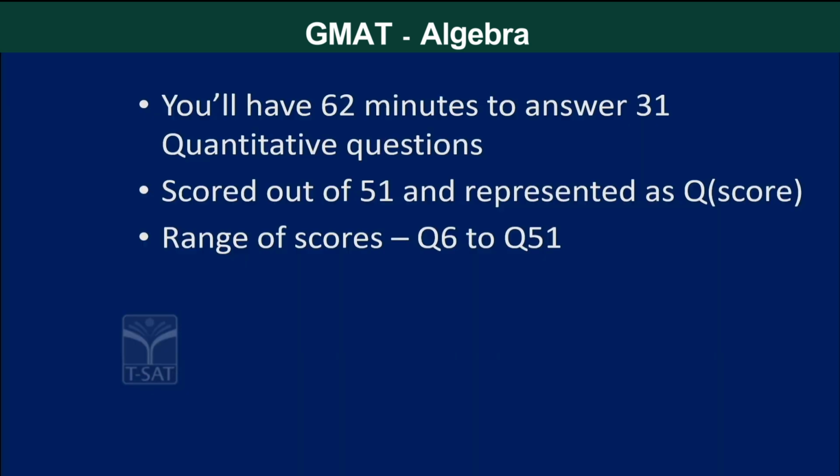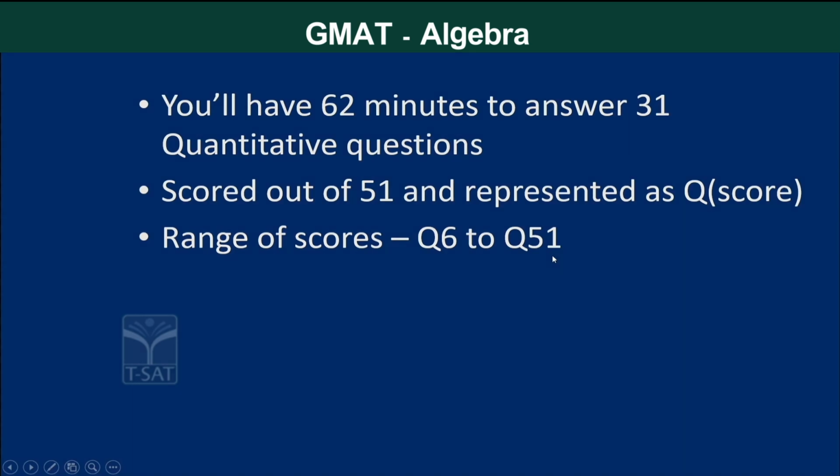So your GMAT score is scored out of 800 and there are two main sections in it, verbal reasoning and quantitative reasoning. We'll be looking at quantitative reasoning in our series. You'll have a total of 31 questions and 62 minutes to answer, so approximately 2 minutes per question, and the score is out of 51. It is represented as Q followed by your score, and the range is from Q6 to Q51. You will be scored anywhere between Q6 and Q51.